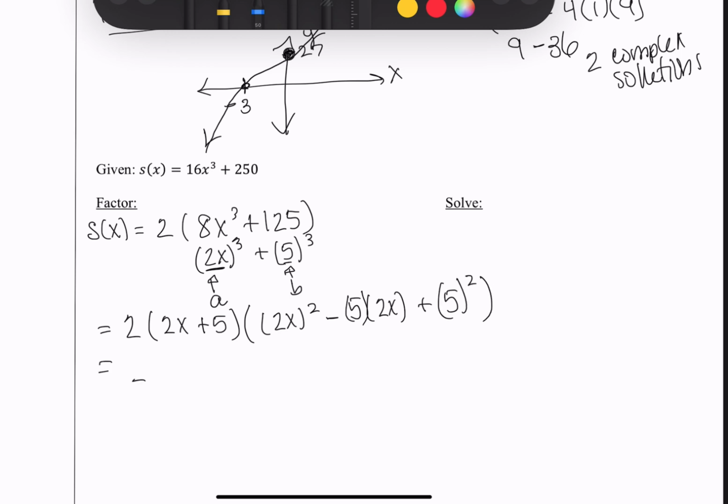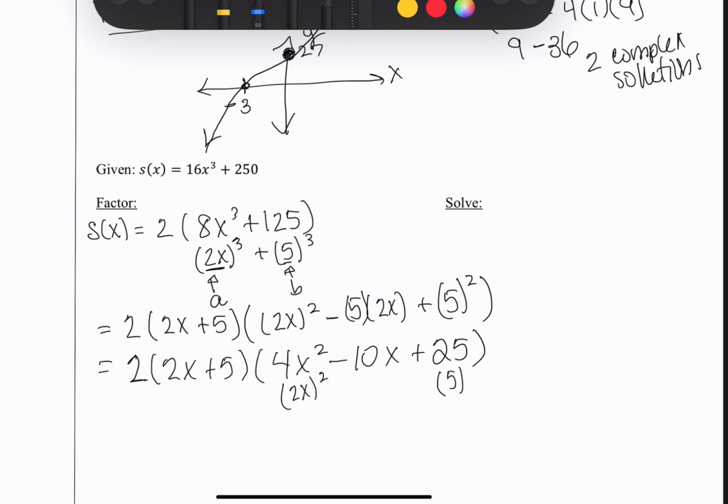Simplifying that, we're going to have 2 times 2x plus 5 times 4x squared minus 10x plus 25. Now, I wonder if I'm done here. It looks to me like my trinomial is a perfect square trinomial. I'm going to double check that. This looks like it could be written as 2x squared, and this could be 5 squared. However, if I were to multiply these together, I would get 10x, and if I were to double it, I wouldn't get this. Okay, so I think I'm done factoring.